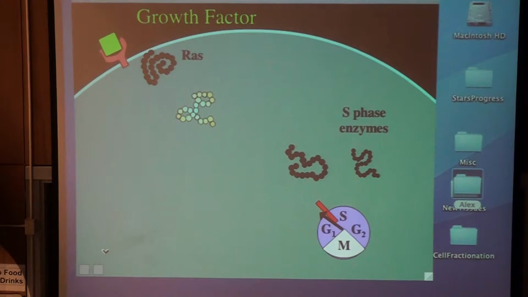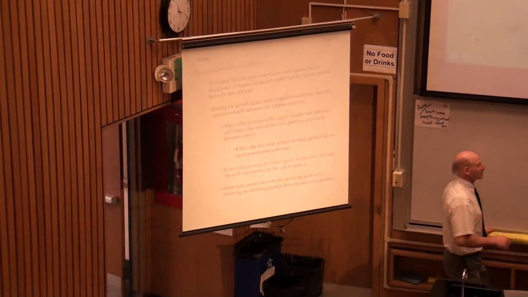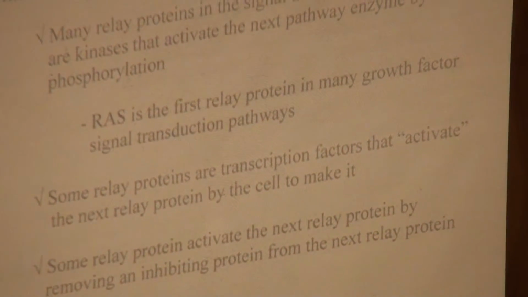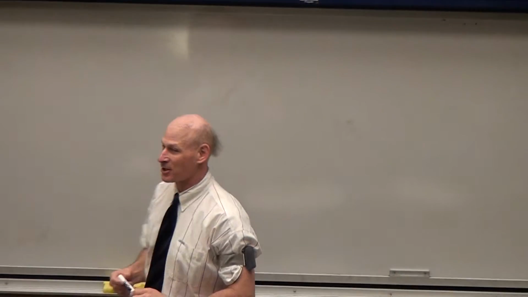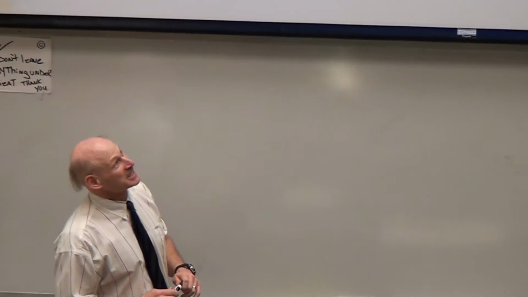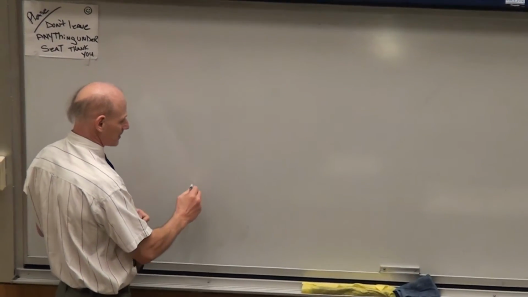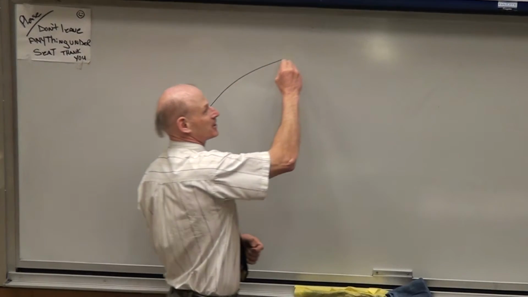Now, let me turn on the lights here for a second. There's a little blob of text right here, which I don't really have a digital cartoon for, but I want to draw it on the board. Many of these relay proteins involved in mitosis are kinases, meaning they activate the next relay protein by phosphorylating it, just like I showed you there. But some of them operate by a different mechanism that I want to explain. They're called transcription factors.